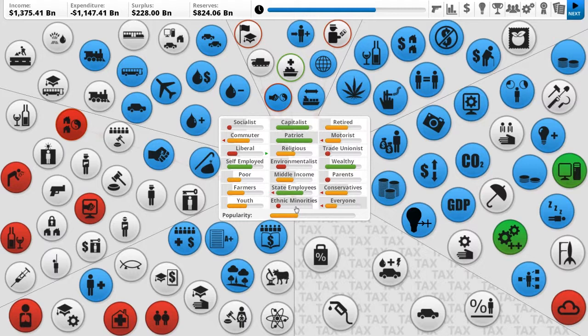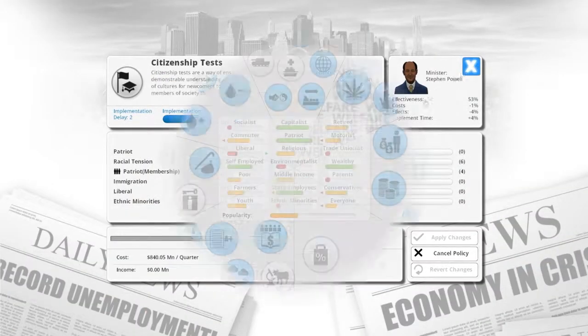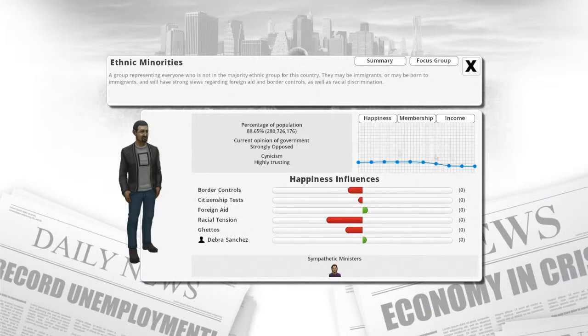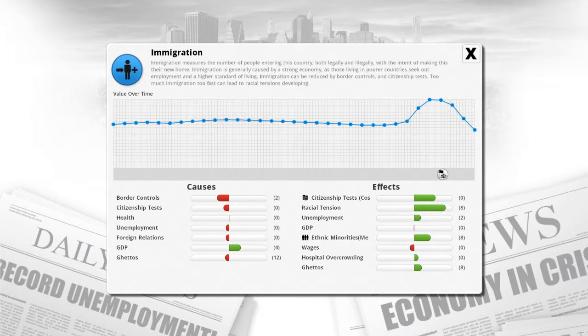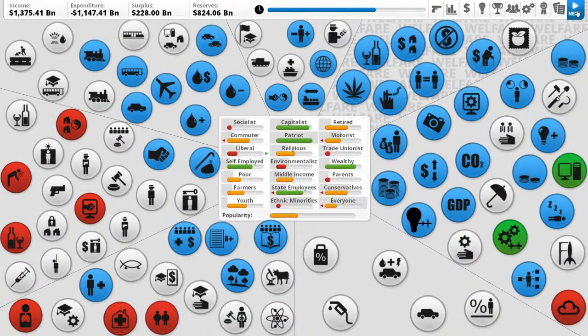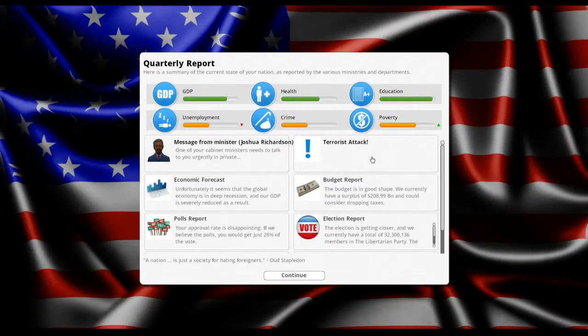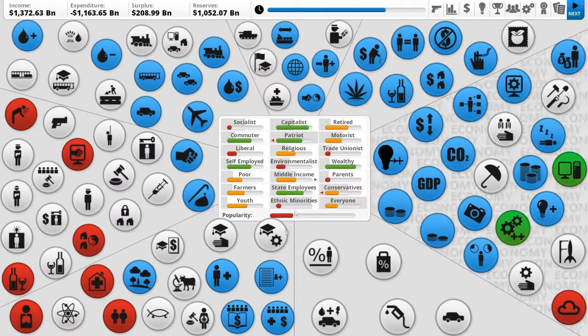Am I gonna crash? The music didn't stop. Although okay. Ethnic minorities. Yeah, see, look, they're strongly opposed to me. I don't know why. Immigration is... yep. Citizenship test, cut down on immigration. Terrorist attack. Crap, I only get 28% of the vote. Election is getting closer. You know, I might not get re-elected. Whoops.